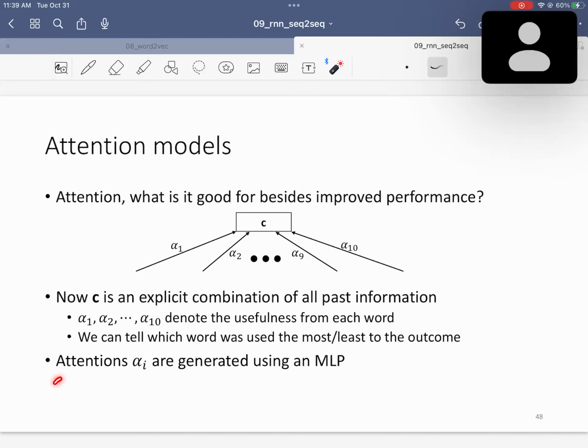Attention alphas are generated using an MLP. There's a separate MLP function whose sole purpose, or role, is to calculate the alphas for the model. So it's a separate model. There's the RNN that generates H1, H2, H9, H10. And there's another model, an MLP, a feed-forward neural network, that calculates alpha.